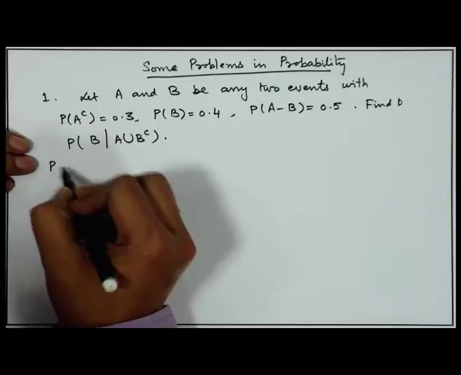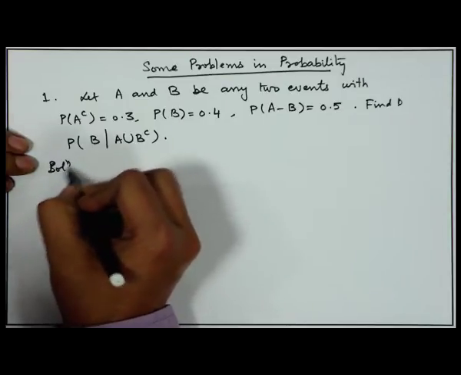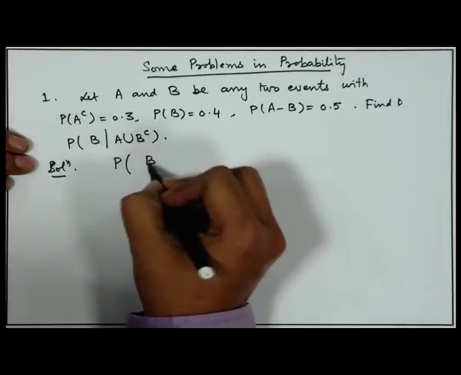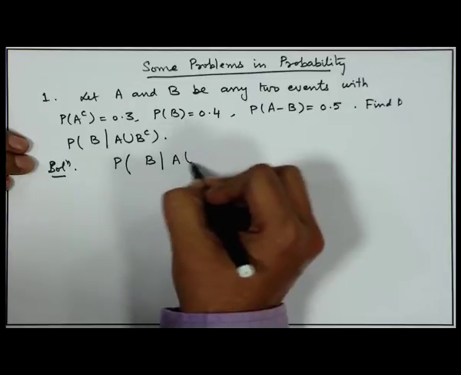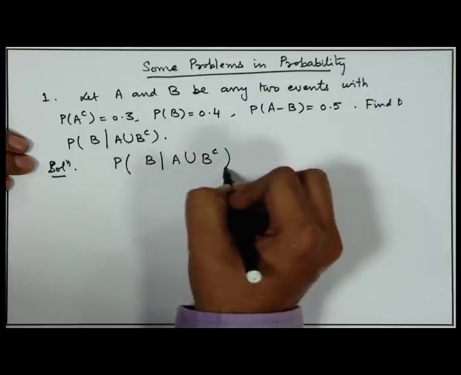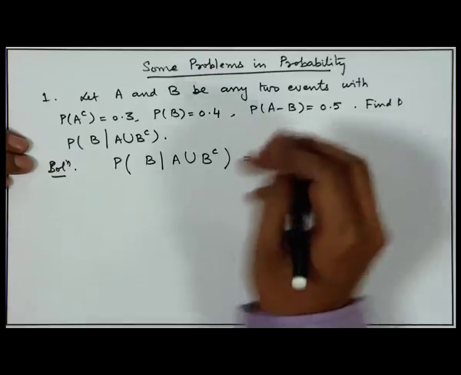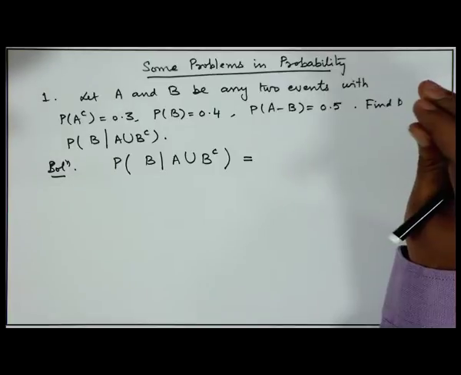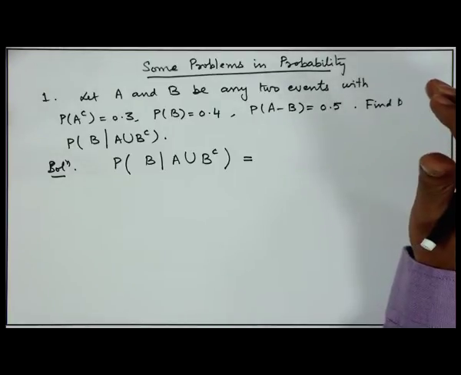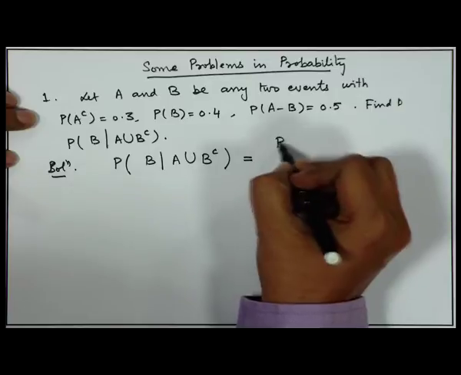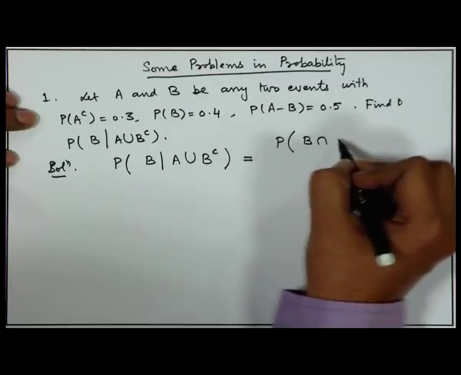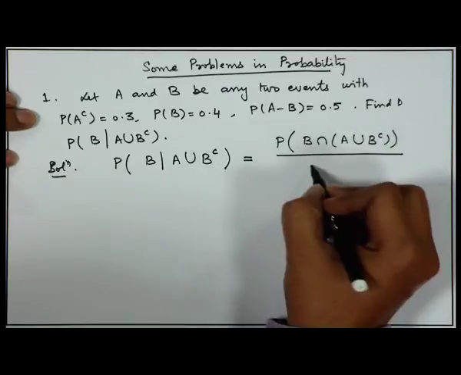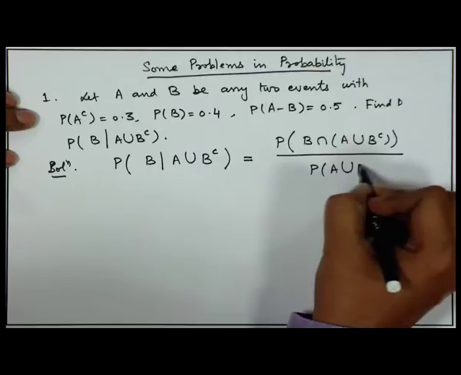So, let us see, by applying the formula for the conditional probability, what is the expression for the probability of B given A union B complement. If you remember the formula of probability of E given F, it is probability of E intersection F divided by probability of F. So, this becomes probability of B intersection (A union B complement) divided by probability of A union B complement.